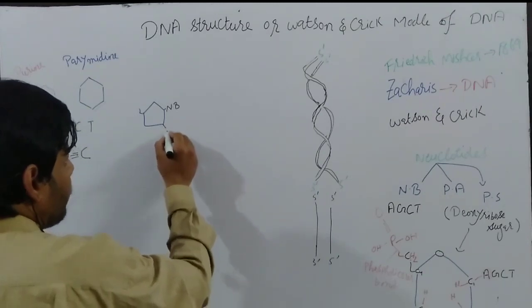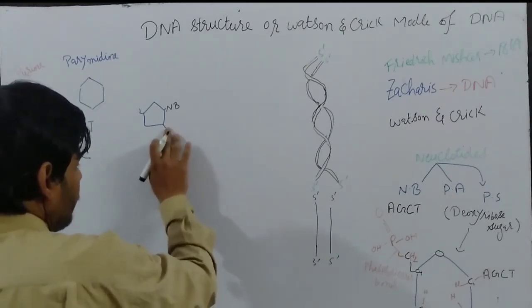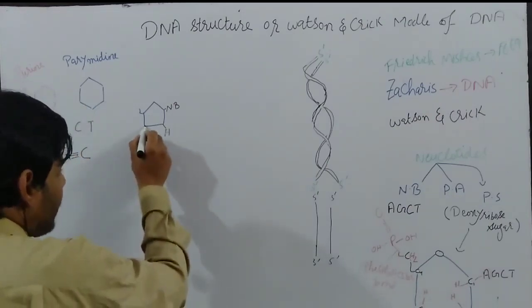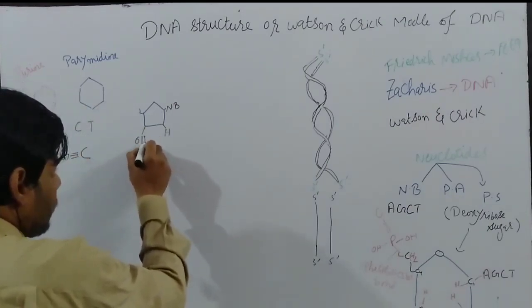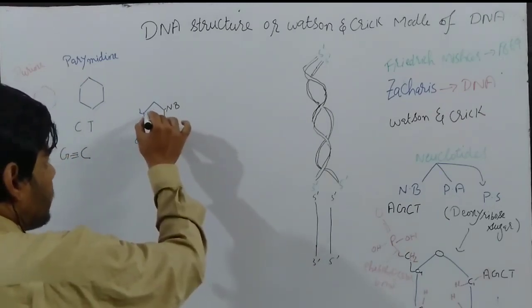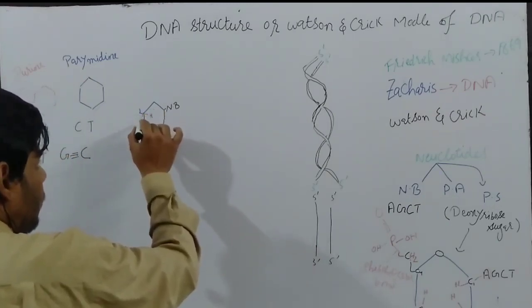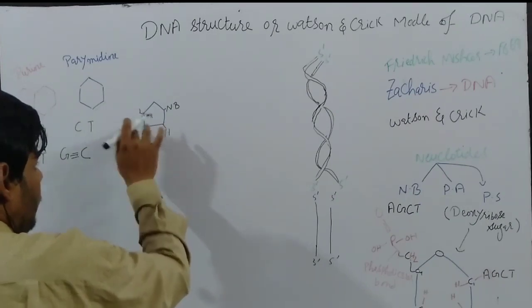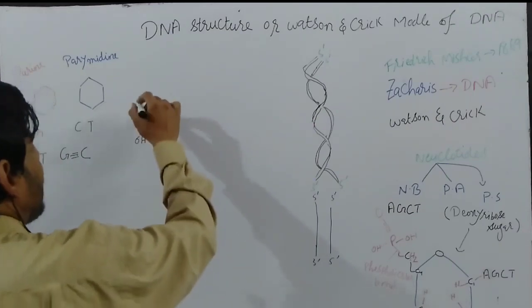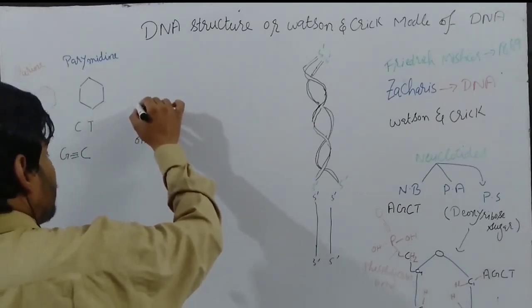At carbon number 2 we have the hydrogen atom. Now at carbon number 3 we have a hydroxyl group. Fine. At carbon number 4 we have again hydrogen and again we have OH. And similarly at carbon number 5 we have the phosphoric acid.